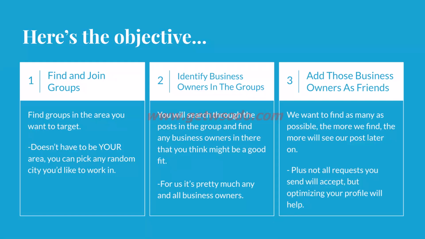And you can go and start adding those people, the people they tag. But you're also going to get business owners too, who say, hey, I can help you with this. Our company does this. And you can start networking with them too. So you use this as an opportunity to move on to number 3, which is add those business owners as friends. And the goal here is we want as many friends as possible. We want to find as many as possible, because the more we find, the more we will see, the more that we'll see our posts later on when we post our warmer post.